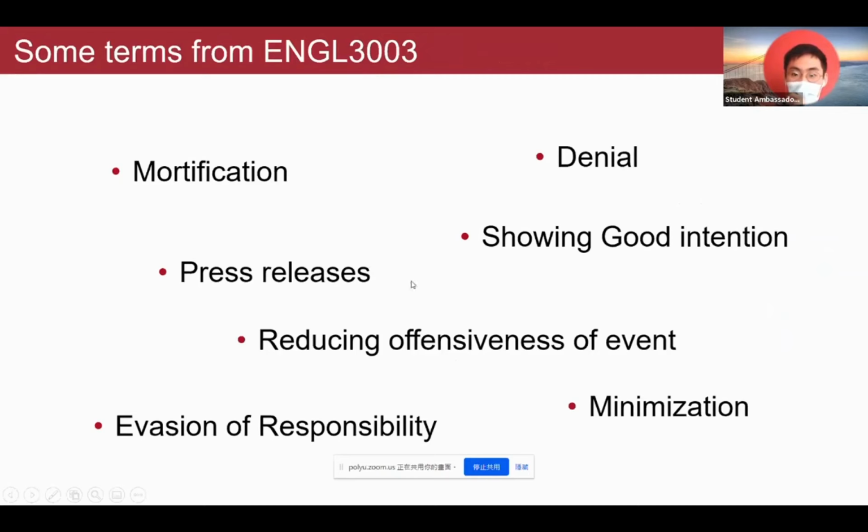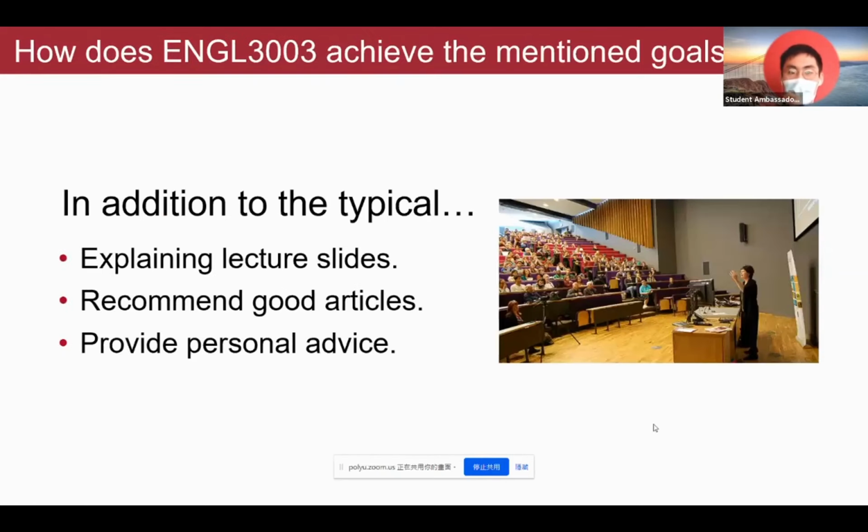And here are some terms from ENGL 3003. We have mortifications, denial, showing good intention, press releases, reducing offensiveness of event, minimization, and evasion of responsibility. These are just some. Since this is a very short PowerPoint presentation, I can only introduce these. Actually, there are many more professional jargons of this course, but I can only introduce these.